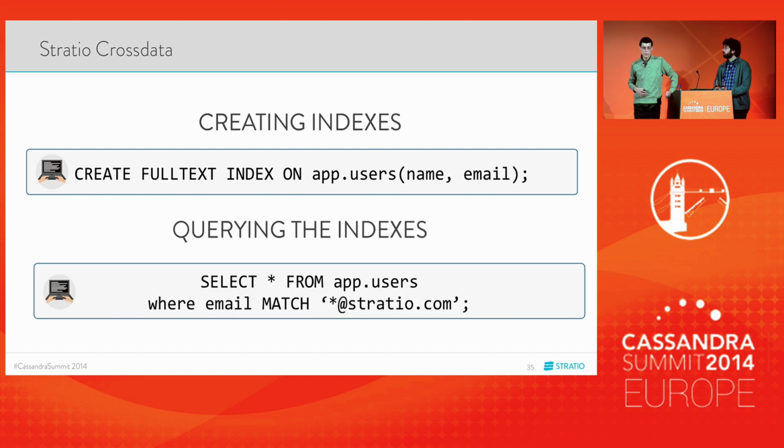And then, from the point of view of the queries, we have introduced a new operator in the where clause of a select statement called match. Match is used to say that whatever comes after it is going to be interpreted as Lucene syntax. So in this case, we are trying to find all the emails from a particular domain, and this star@stratio.com will be interpreted as finding all emails, independently of the name before the star, that belong to a particular domain.